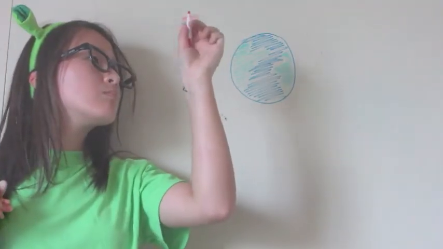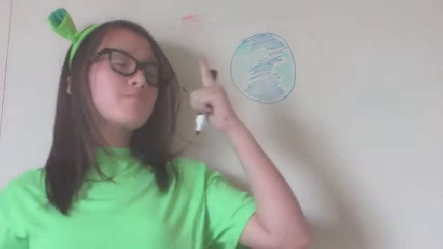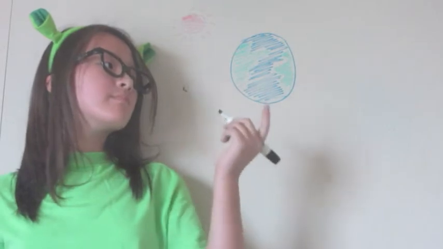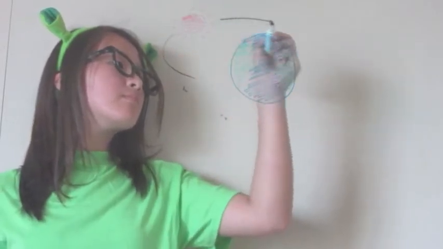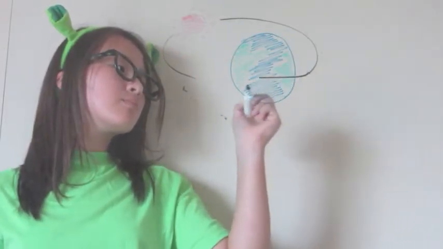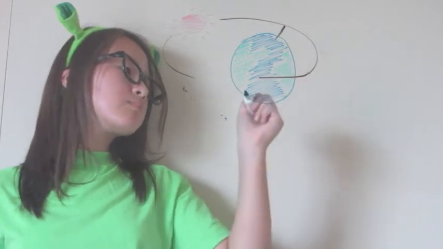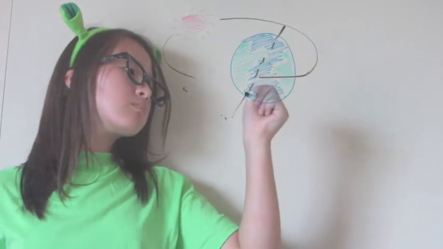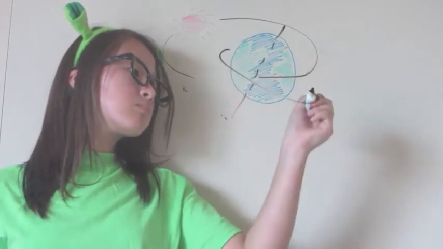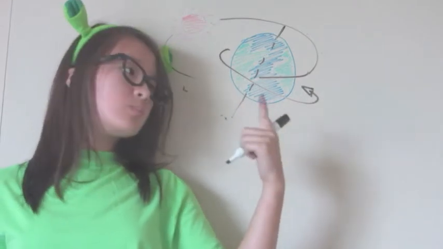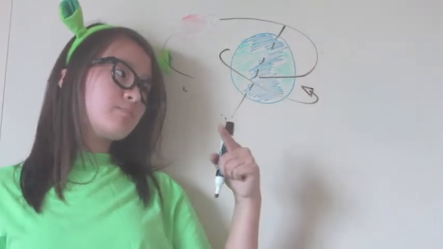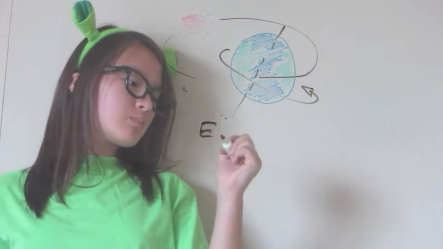A few facts about Earth. Earth revolves around a star called the Sun. This is called revolution. While Earth is orbiting around the Sun, Earth rotates on its own axis, and this is called rotation. An axis is an imaginary line that runs through the center of the Earth from the North Pole to the South Pole.